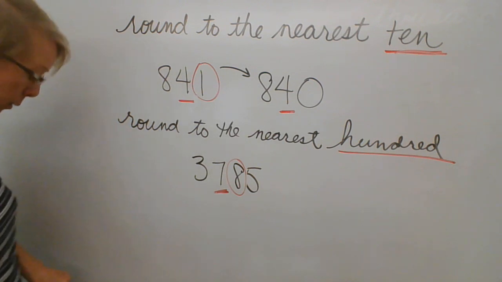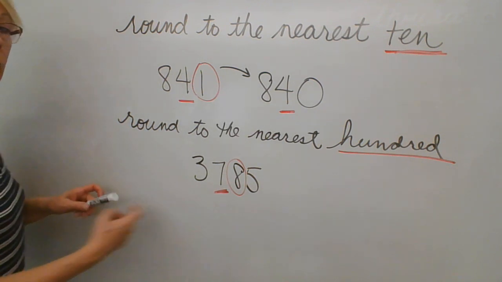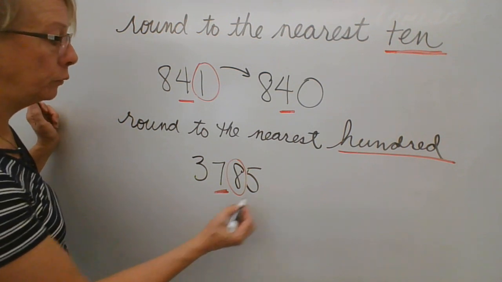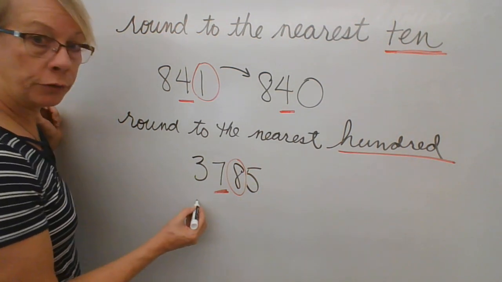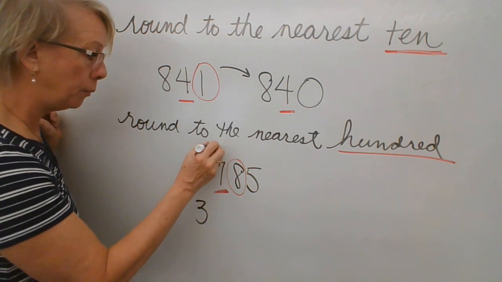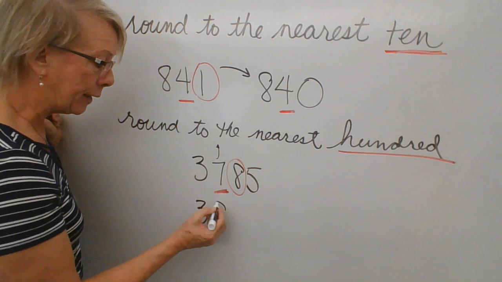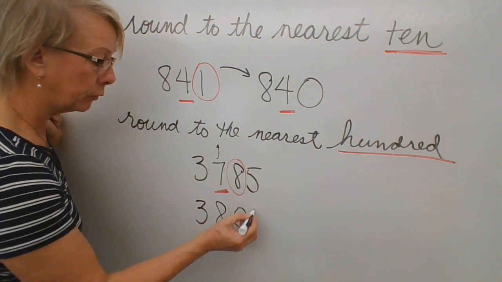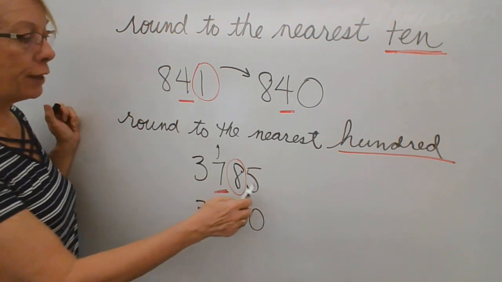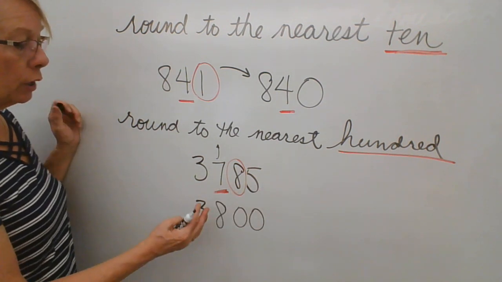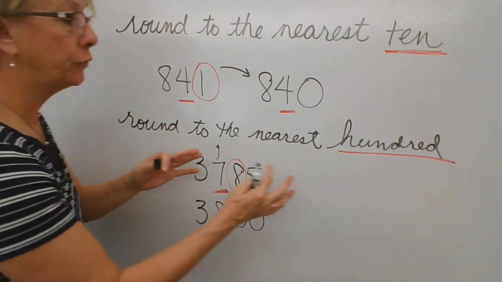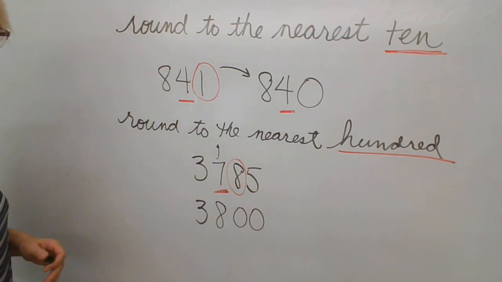What do I round up? I round up the hundreds, so that's what I want to keep. So this becomes, I'm going to write it under here so you can see it, 3,000, this rounds up to 8, and these turn to zeros. Because 3,785 is a lot closer to 3,800 than it is to 3,700.